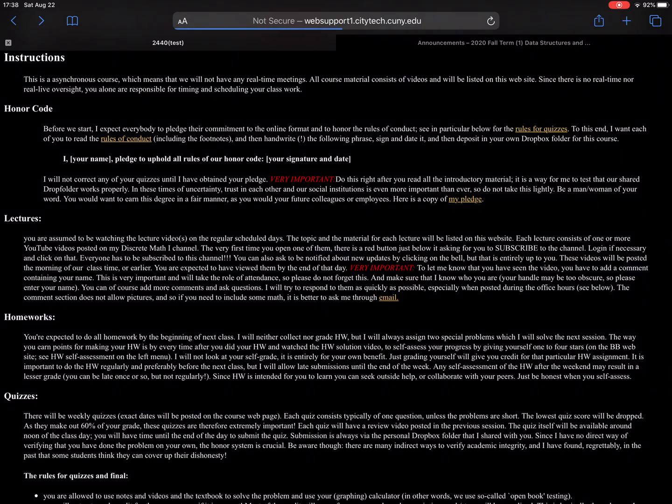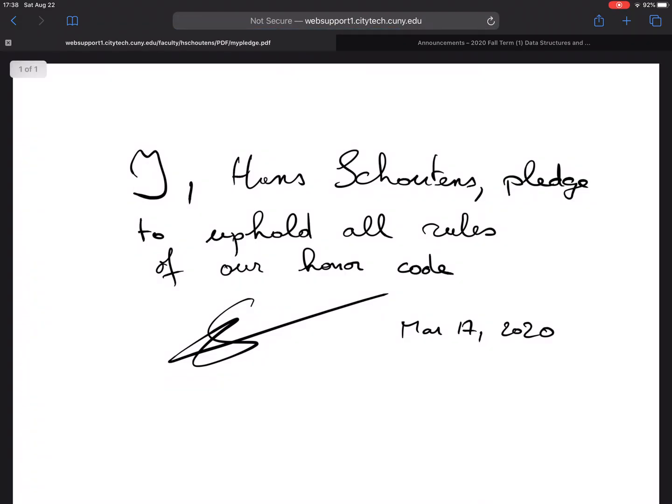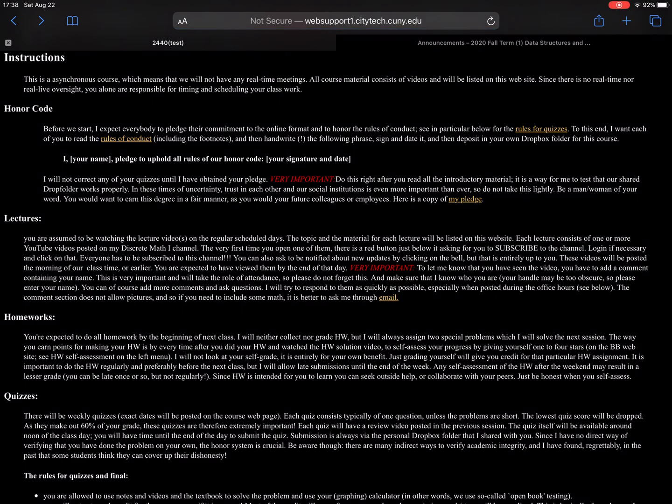That is, when you sign this phrase, I pledge to uphold all rules, and here's an example of my pledge. I, Hans Schoutens, pledge to uphold all rules of our honor code, and this was something I did use early on when we all started going into lockdown. Okay, so this is what I want you to make for me and put it in your Dropbox, so that I can collect it.